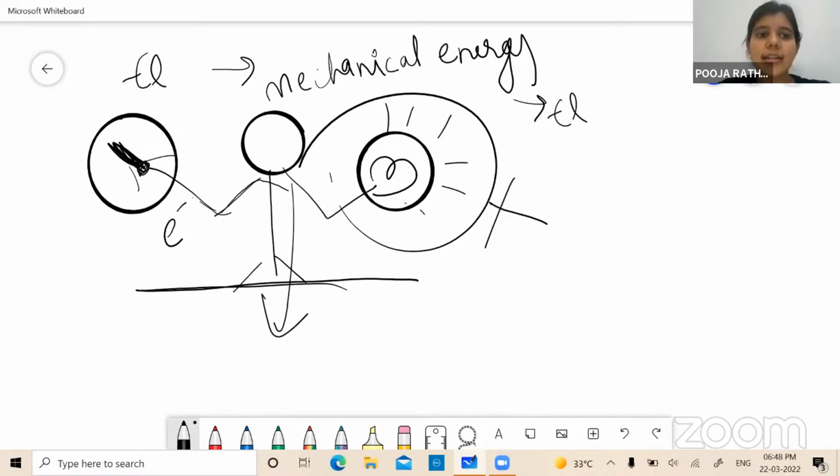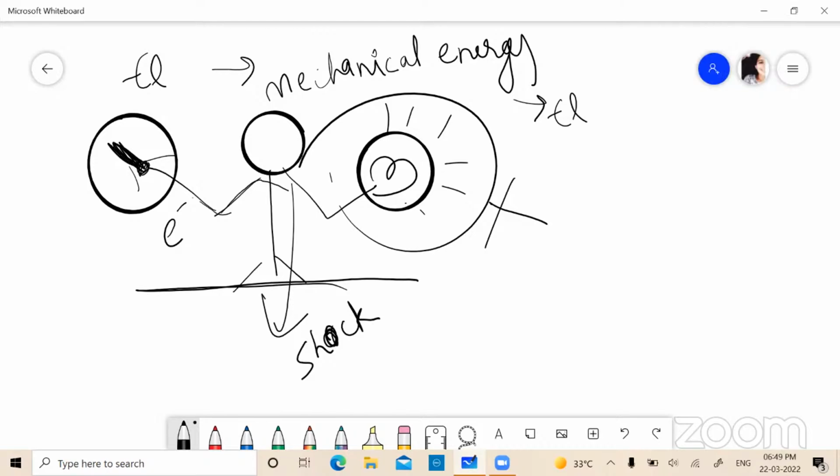Actually, when this electrical energy converts to mechanical energy, it is very high in voltage, and that's why I think most probably we get shocked. Got that? Yes, ma'am. Okay. And I will just look at this concept once more, and I will convey it in the next class most probably. Okay. Yes. Another doubt?